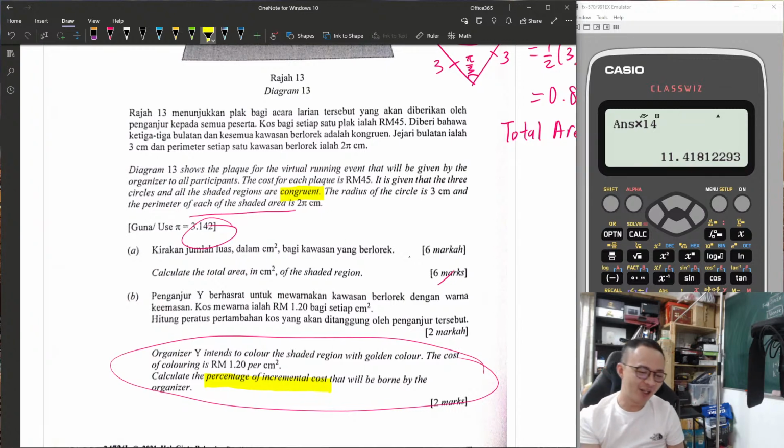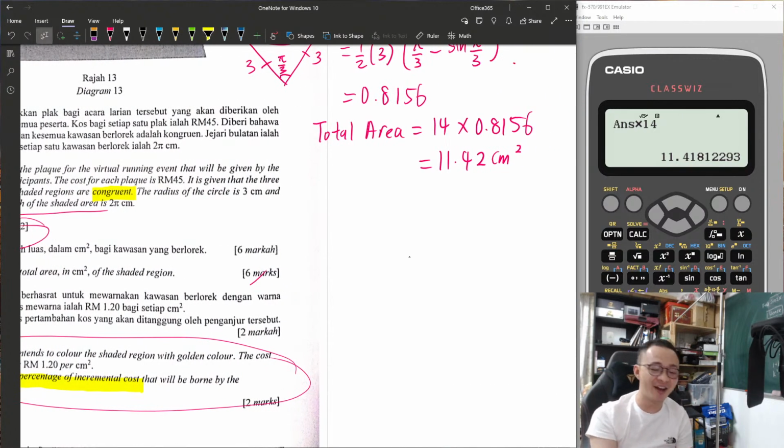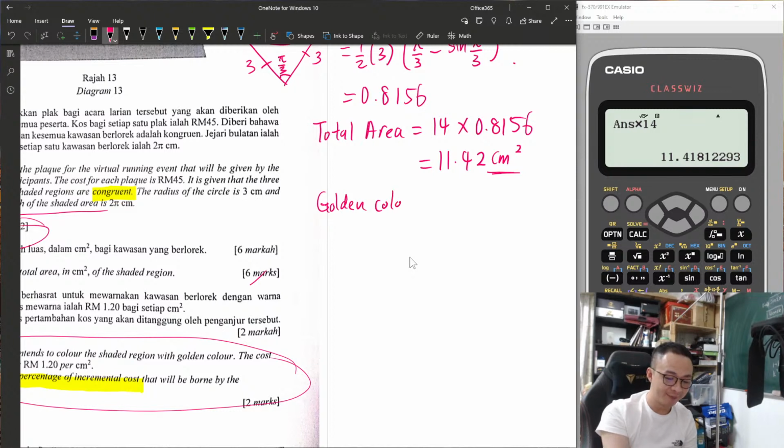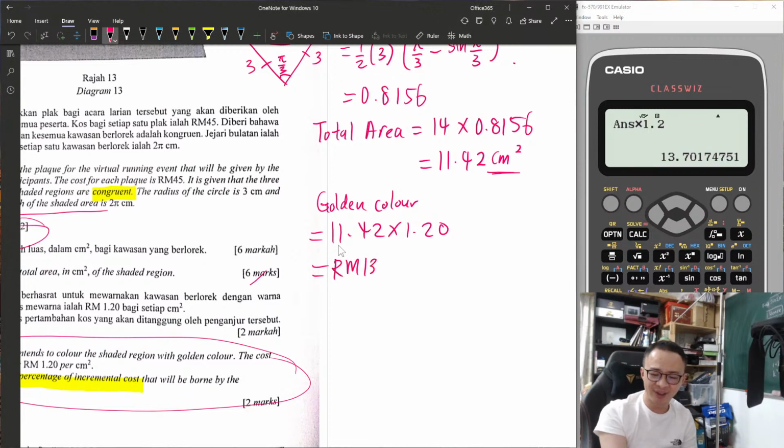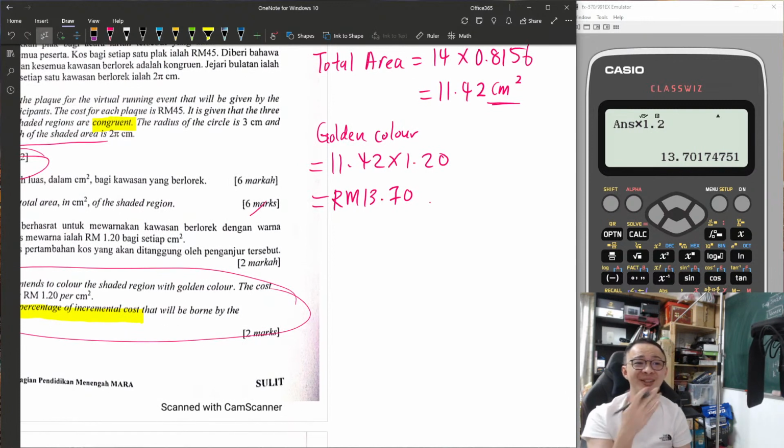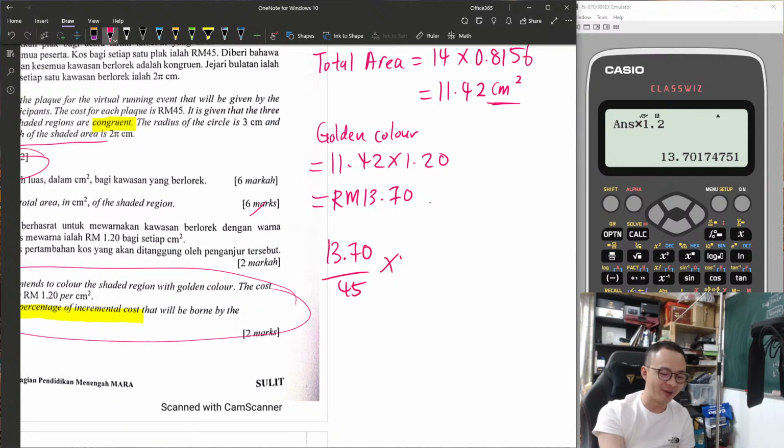Something like that. So what I want to do is, since this one is already in centimeter square, and they want the golden color, it will be 11.42 multiplied by 1 ringgit 20 cents, so just multiply by 1.2. So it's about RM13.70. Okay, so I want to know how many percent the organizer needs to pay extra. So I will use 13.7 divided by 45 times 100%.